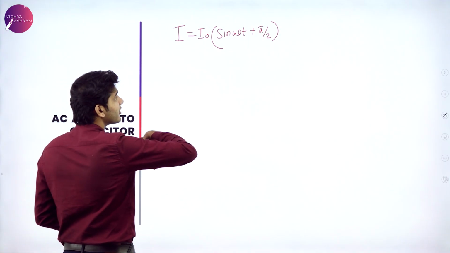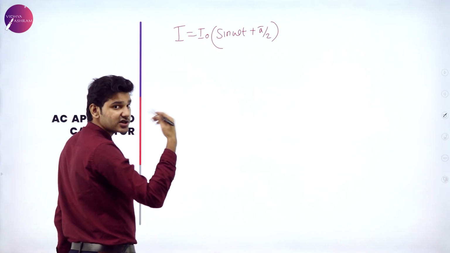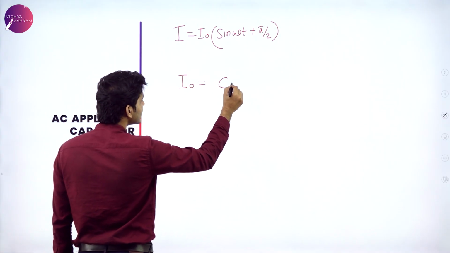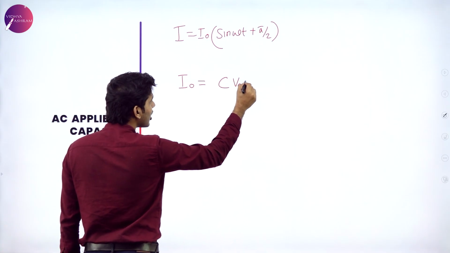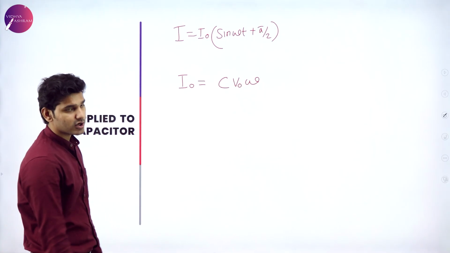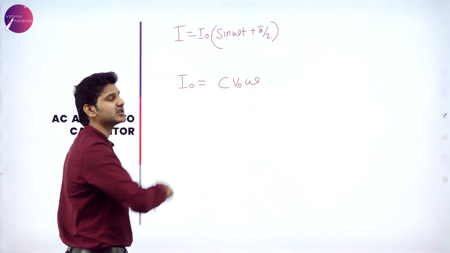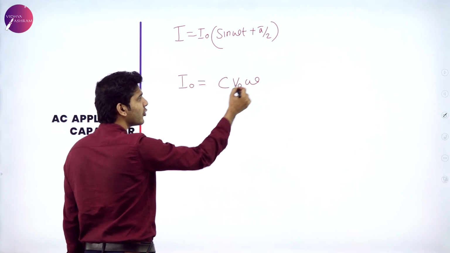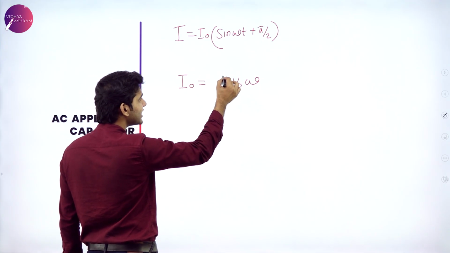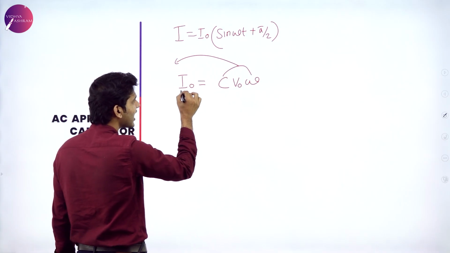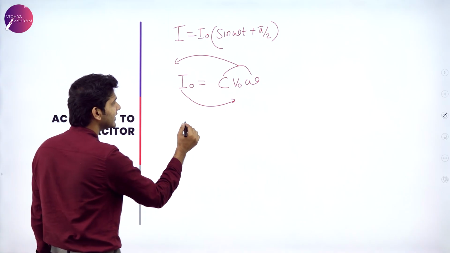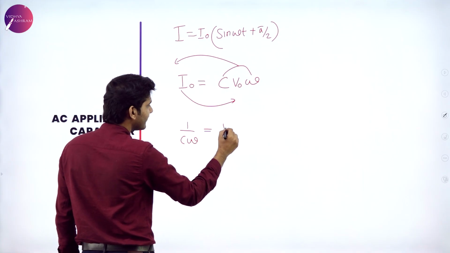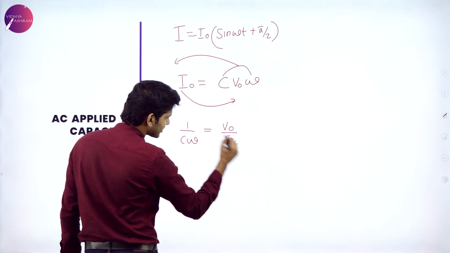So we know that for a capacitive circuit, I naught is equal to C V naught omega. Rearranging this equation, I'll take I naught here, and C and omega to the left side. That is, I'm going to take these two quantities to the left-hand side. So I'll get 1 by C omega is equal to V naught divided by I naught.